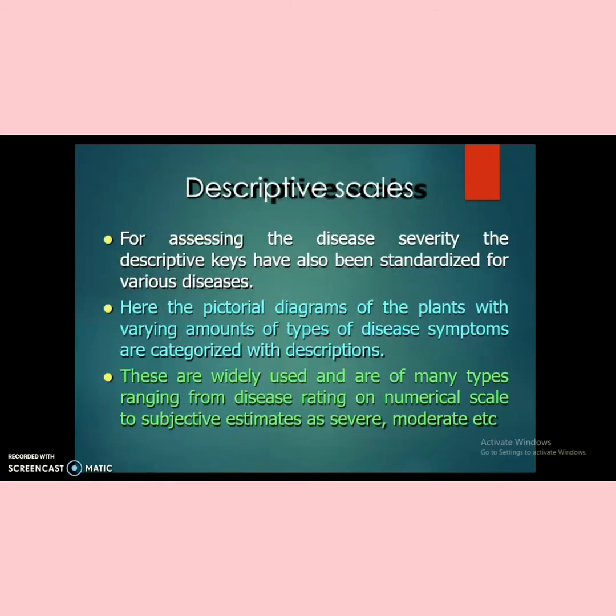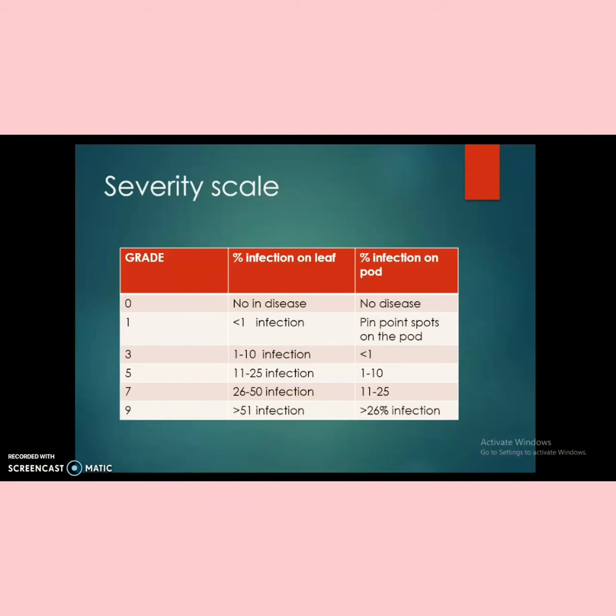The next method is descriptive scales. Standard descriptive scales are given for measurement of this disease. For example, we give them as grades. Standard scales are given from grade 0 to 9. So grade 0, grade 1, grade 3, grade 5, grade 7, and grade 9 are given.